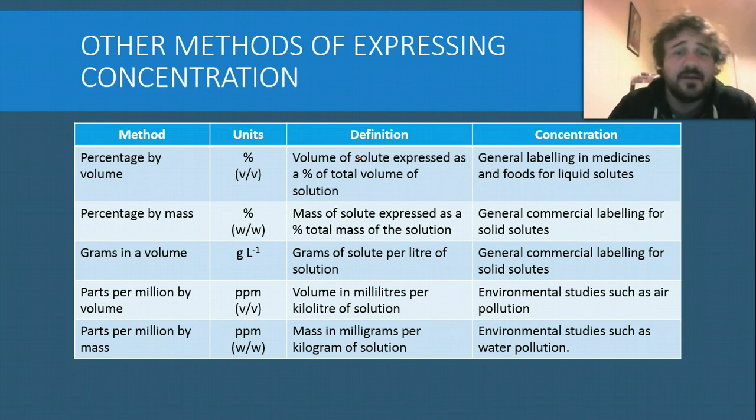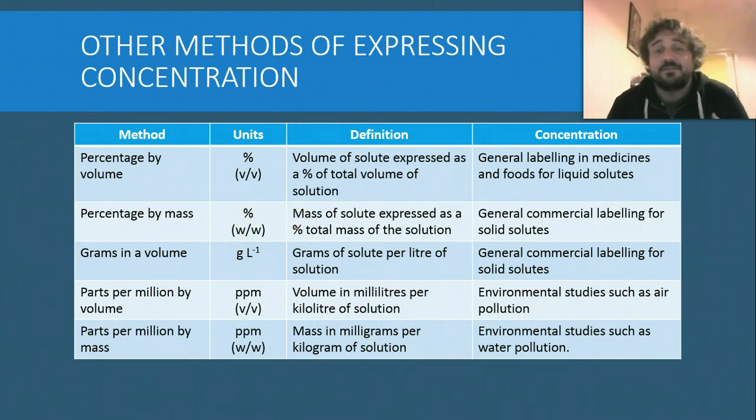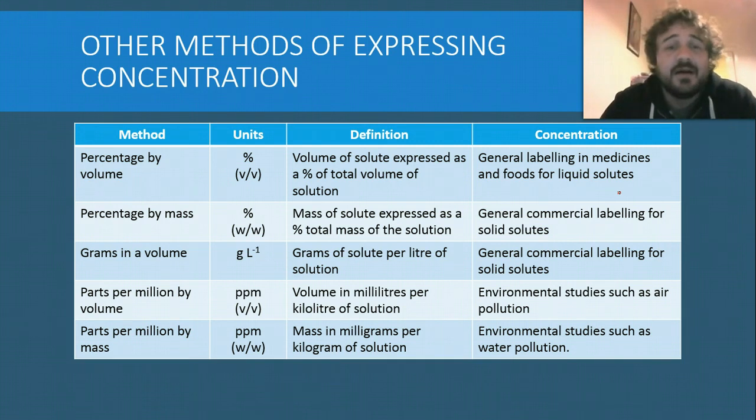We've got percentage by mass, which is percent W by W. Okay, so the mass of the solute is expressed as a total percentage of the mass of the solution. Now, this is a really good way of doing solid solutes. Okay, so it's helpful to remember that 1 milliliter of water is 1 gram of water. So it actually works quite easily if water is the solvent. So grams per volume, so grams per liter, also makes sense.